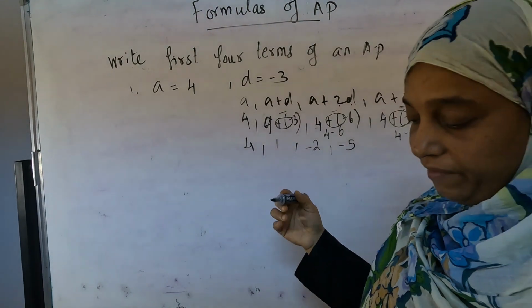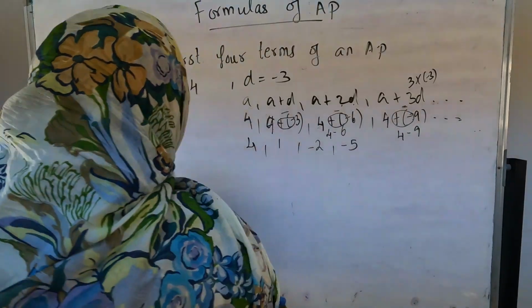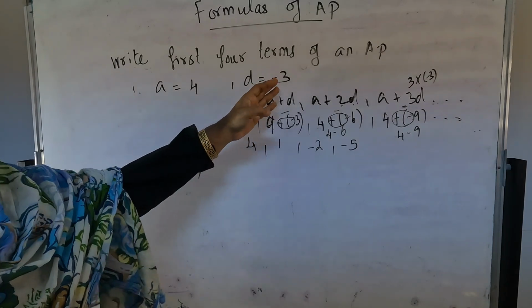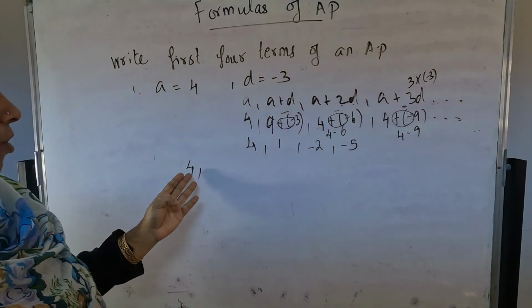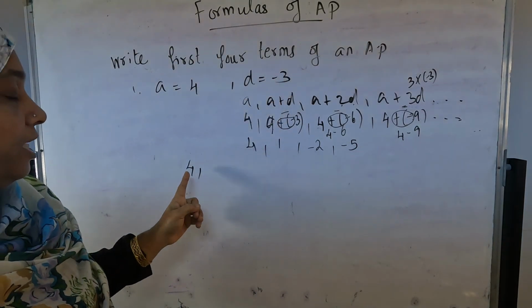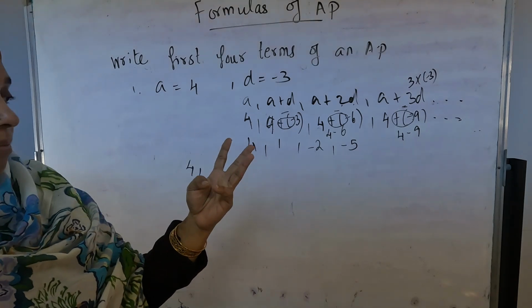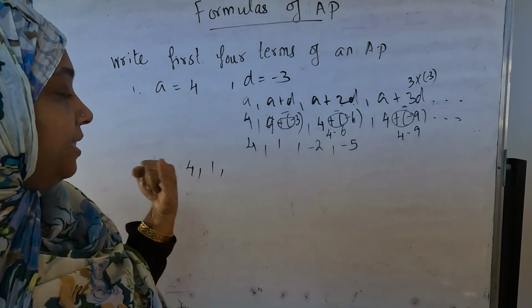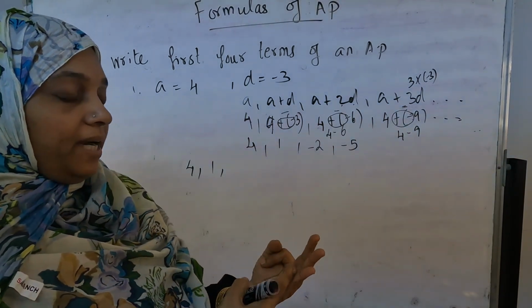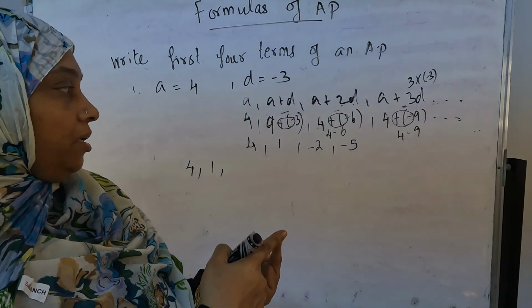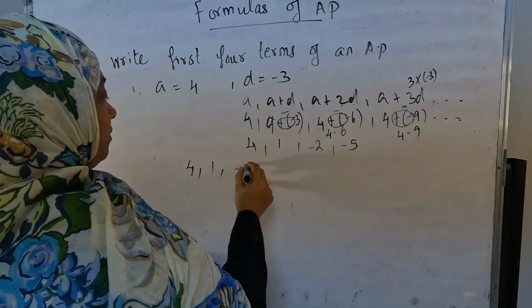Otherwise, we can directly do this. How will we do it? First write 4. What is the difference? Minus 3. Just we have to add this, but here a subtraction symbol is there, so it should be subtracted. So 4 minus 3 is 1. So 1 minus 3 is what? From the back we have to subtract. So from 1 go back: 0, 1, 2. So minus 2.